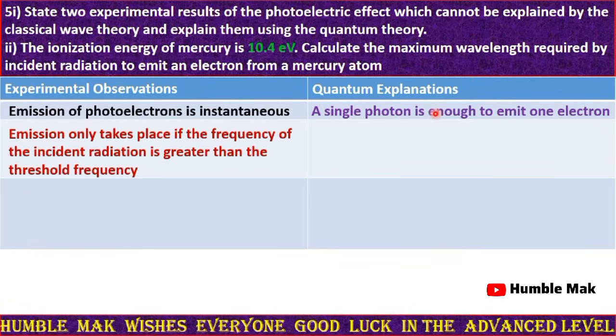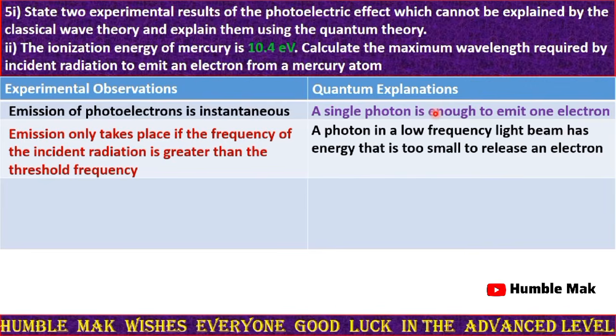But the issue now is that, friends, no matter how intense that particular light is, so long as the frequency is not above the threshold frequency, electrons will never get emitted no matter how long you irradiate them. What the quantum theory was simply saying is that a photon in a low frequency light beam has energy that is too small to release an electron. Great. So there is that minimum frequency that the light beam has to reach before electrons can be emitted. And that frequency is known as the threshold frequency.